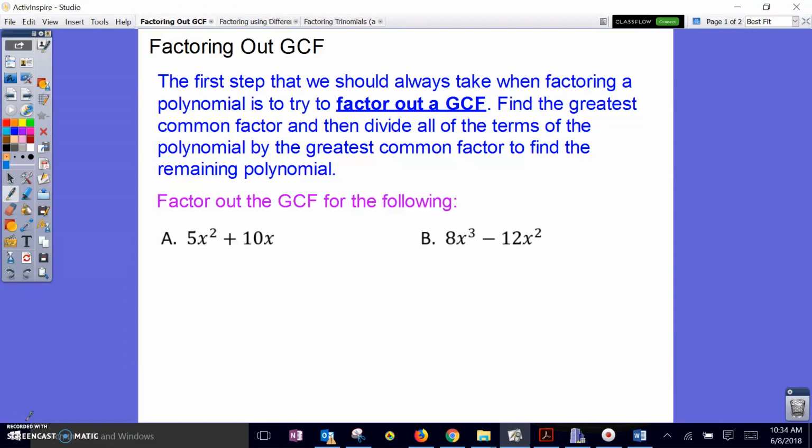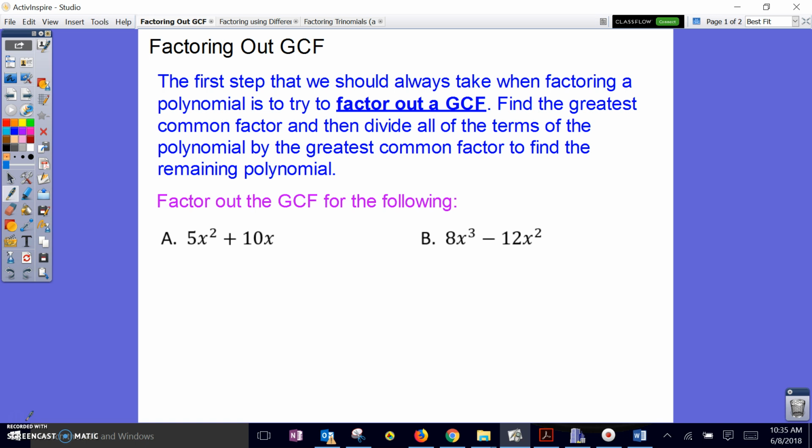In this video, we're going to begin working on factoring polynomials. And the first technique that we're going to look at is how we factor by factoring out a GCF, or greatest common factor. This is always the first step that we should try when we're factoring a polynomial, is to try and factor out a GCF. We're going to look at all the terms in the polynomial, find the greatest common factor that divides into all those terms, and then actually factor that out of the polynomial and see what's left behind.